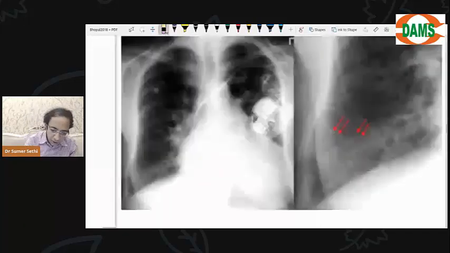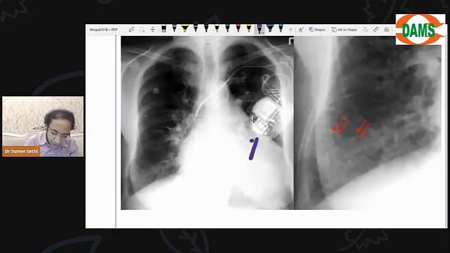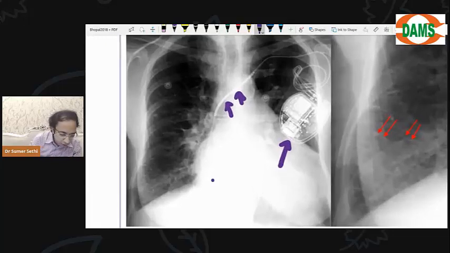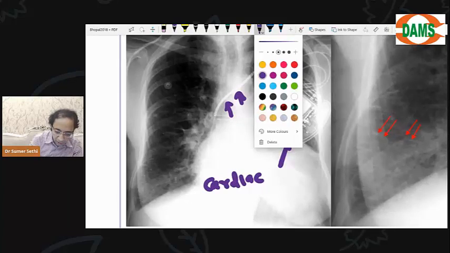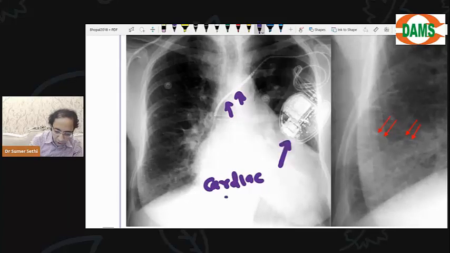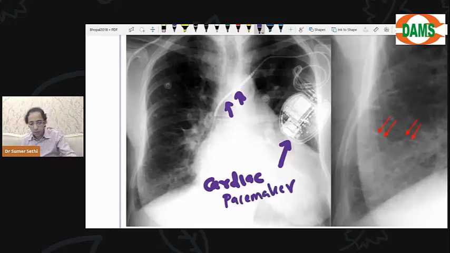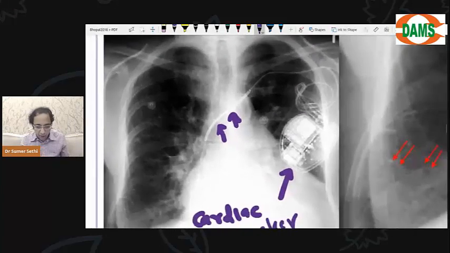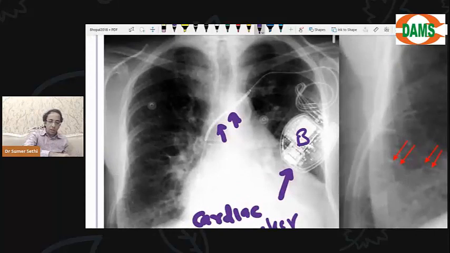In the next picture, I want you to focus on it and tell me, this machine that you see here is a cardiac pacemaker. Okay, so don't panic if you don't know this. This is how a cardiac pacemaker looks. Can you see, this is the battery and there is a lead going into the right heart.